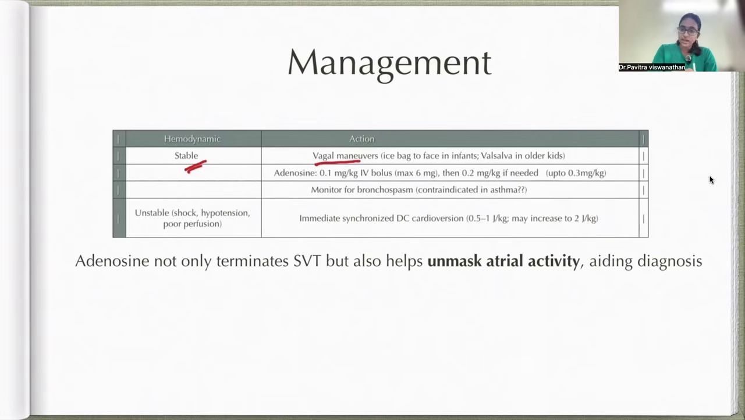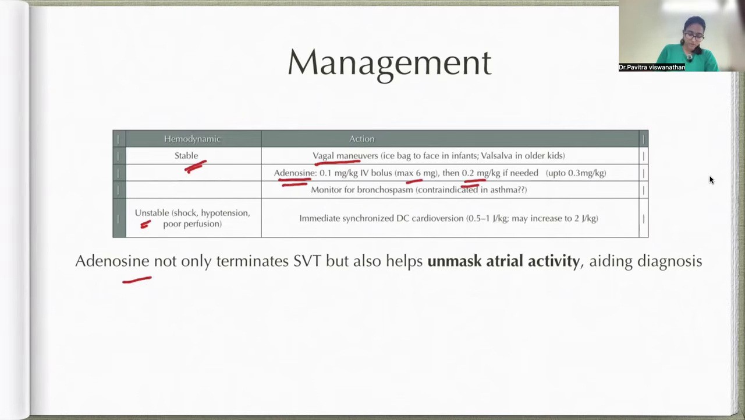And you will have to end up giving adenosine. Okay, adenosine, there is a specific way in which to give it. We will come to that. First dose will be 0.1 mg per kg. Maximum dose is 6 mg. Second dose is 0.2 mg per kg. Up to 0.3 mg per kg, you can go. Watch out for bronchospasm. Unstable patient, you need to give synchronized cardioversion. Okay, 0.5 joules to 1 joule per kg will be the first dose. You can go up to 2 joules per kg.